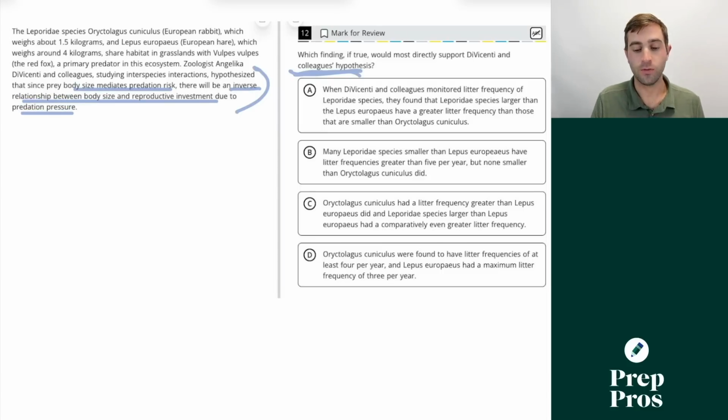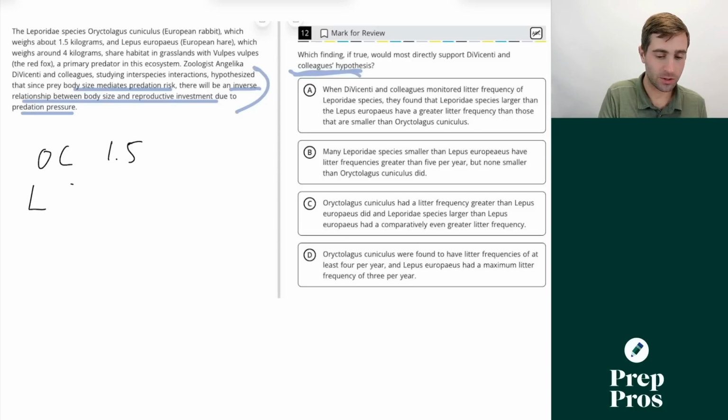Now, the reason they're giving us this hypothesis is they want to see how you can properly relate this back to the rest of the information in the passage. So once we see this, it's kind of a filtering statement we want to read through. I'm going to do this in shorthand: Eryctolagus caniculus weighed 1.5 kilograms. One thing I've had a lot of success with is students taking shorthand notes with these. And then we had Lepus europaeus, we'll just do LE, weighs 4 kilograms.